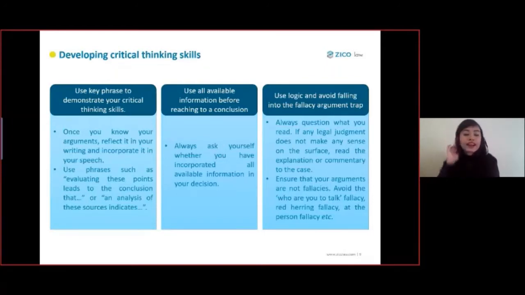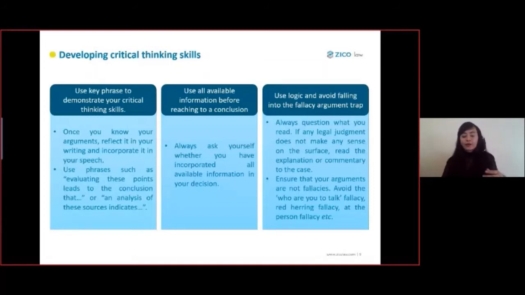And lastly, when it comes to critical thinking skills, it's really simple. You should always use logic, and always avoid falling into the fallacy argument trap. A lot of times, mooters think they can just use cases. I mean, it's a case, right? It's binding, right? So why should I even bother to think about why it was decided that way? That's really wrong. When it comes to mooting, logic is the most important thing when developing your argument. You must not take the surface of what the law says, and you must always go deeper into the interpretation of the law or the commentary on the law. You should also ensure that you don't fall into any of the fallacies, and that you always spot the fallacies given by your opponent.